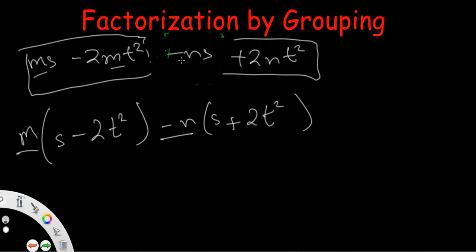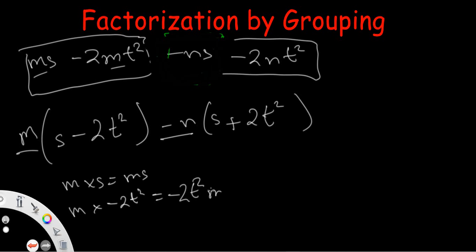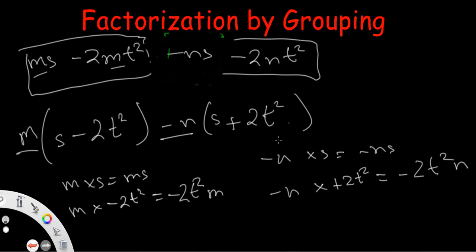Okay, so you have to figure out your own way. So here is minus NS. When you multiply minus N with 2T squared, it is going to become minus 2NT squared. But if you write it negative, then it is going to become positive 2NT squared. So you have to think out your way and then do it. So if you want the solution for this, M times S is MS as here, M times minus 2T squared is minus 2T squared M, or same thing as minus 2MT squared, and then here minus N times S is minus NS, and minus N times plus 2T squared is minus 2T squared N, or same thing as minus 2NT squared, same thing.